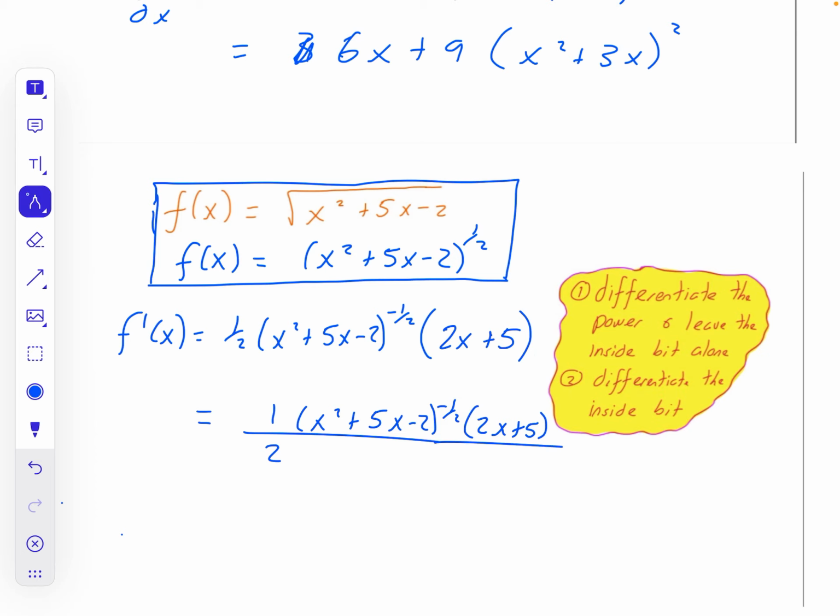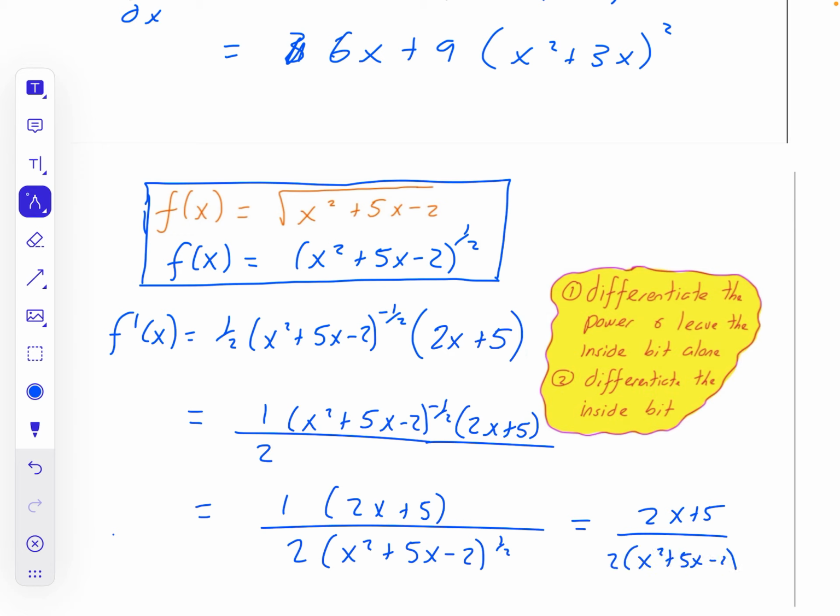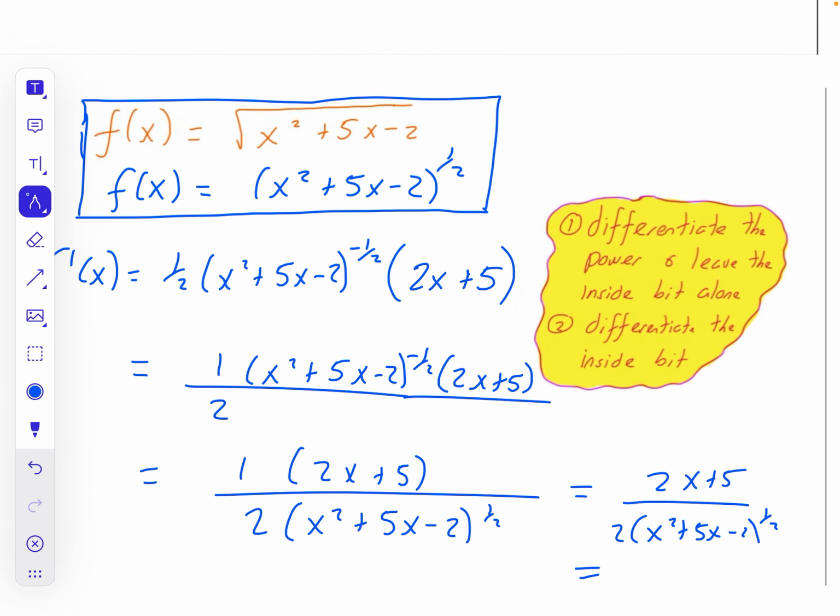What I can also do, and this is the rule of indices, if you have a negative power, just bring it underneath the line and it's positive. Okay, so that 1 will stay there. This, I can bring it underneath the line because it's the power of a minus a half. If I bring it underneath, it's going to be a positive a half. Okay, and no need to write the 1, so it's 2x plus 5 all over 2 multiplied by x squared plus 5x minus 2 to the power of a half.